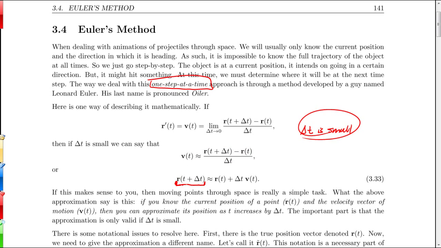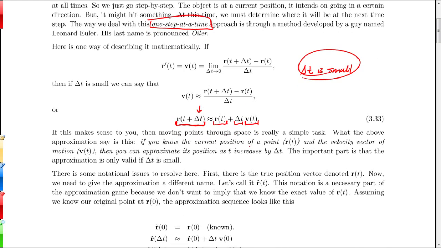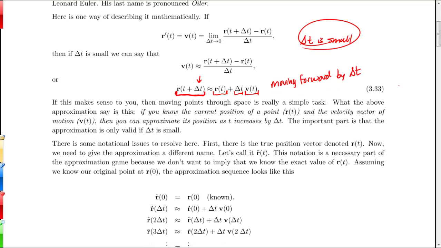What that means is that I have the position at the next time step as a function of the position where it currently is at time t, plus the time step times my velocity at this particular time. So I'm just moving forward by delta t. That's how I move through my time, and my space in this case, 2D or 3D.